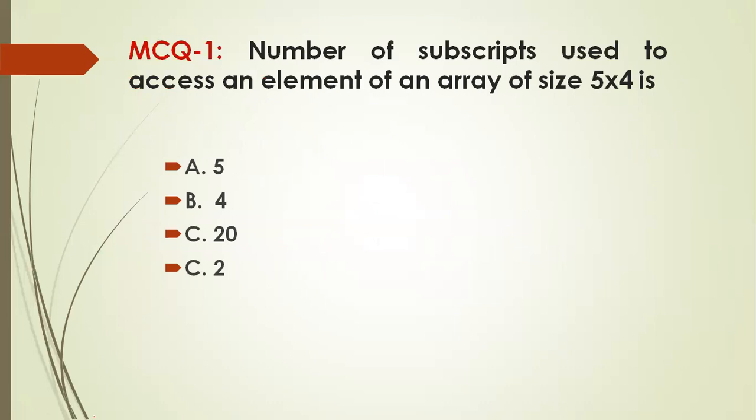Let us check whether we have understood today's class properly or not. Number of subscripts used to access an element of a 2D array of size 5 cross 4. If your array matrix is of dimension 5 cross 4, how many subscripts do you use? Whatever may be the size, since it's a 2D array, the number of subscripts used is 2. So the correct answer is D.